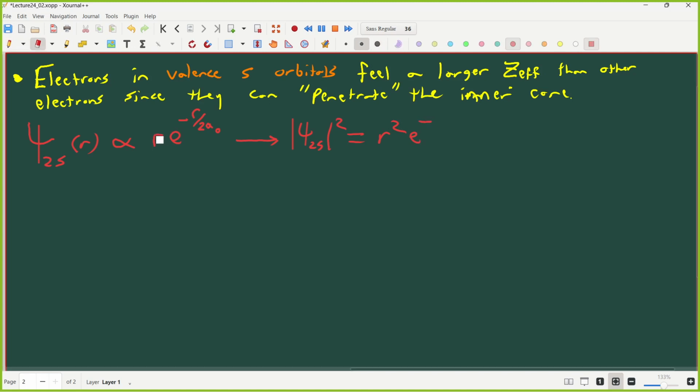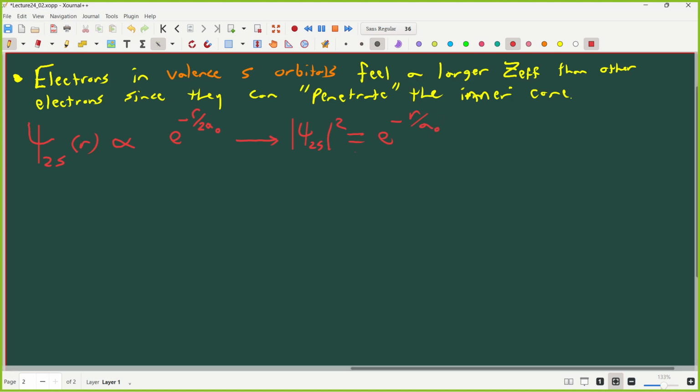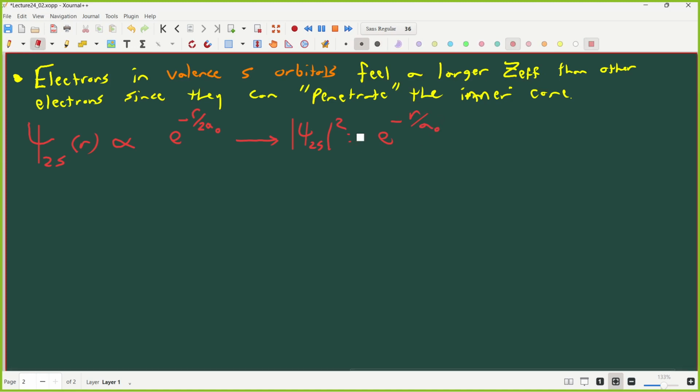Sorry, let me get rid of this r. I apologize, there's no r in it. It's just e to the minus 2ra. So this looks like e to the minus r over a naught. Let me just say this roughly looks like it. I'm missing some coefficients.